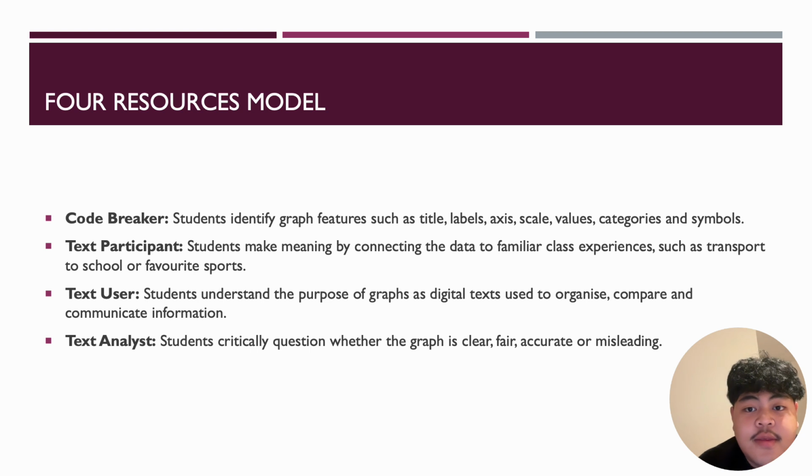The four resources model is used to support students' deeper understanding of digital graphs. As code breakers, students identify graph features such as title, labels, axis, scale, and values. As text participants, students make meaning by connecting the data to familiar class experiences such as transport, school, or favorite sport. As text users, students understand the purpose of the graph as a digital text used to organize, compare, and communicate. As text analysts, students critically question whether the graph is clear, fair, accurate, or misleading.